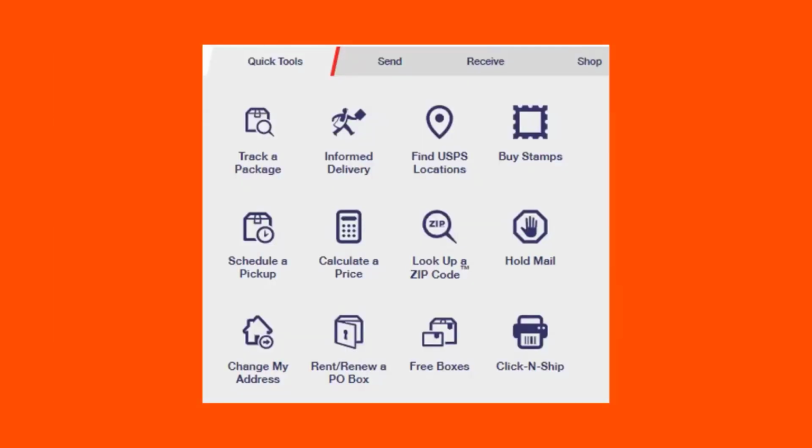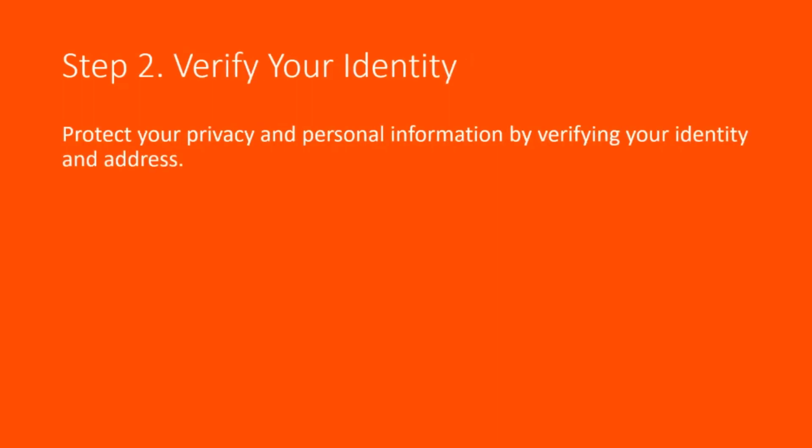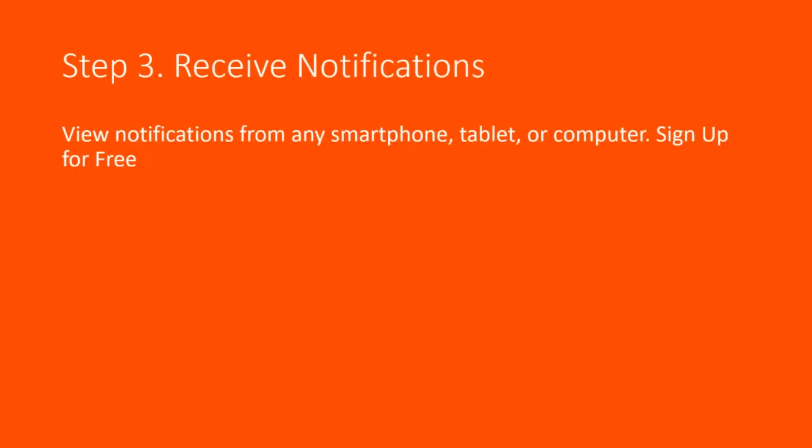Some other things that you can do with Informed Delivery. To sign up for Informed Delivery, step 1 is you create an account. You use your personal USPS.com account or sign up for one. Step 2, you protect your privacy and personal information by verifying your identity and address. They actually send you a letter with a code that you'll have to use to verify your identity. That way they know you have access to that mailbox. And then you can receive notifications from any smartphone, tablet, or computer. And you can sign up for free.